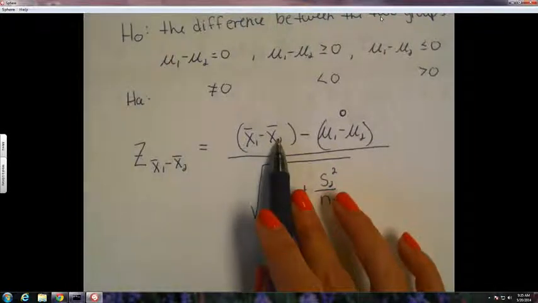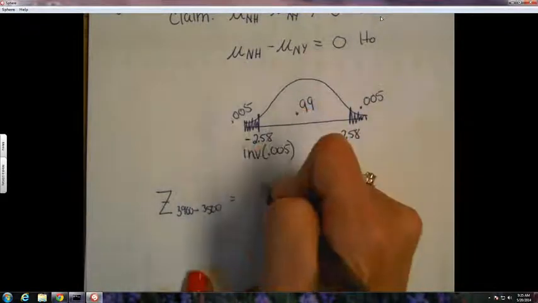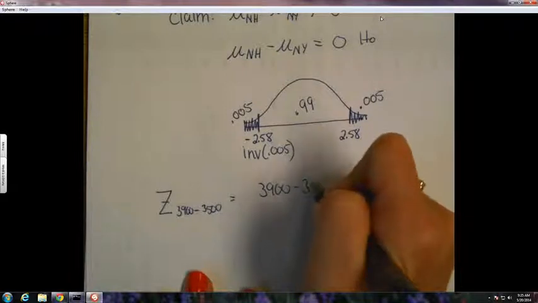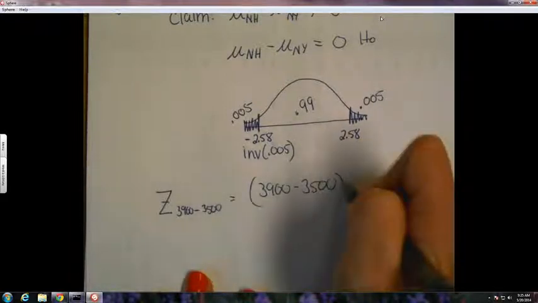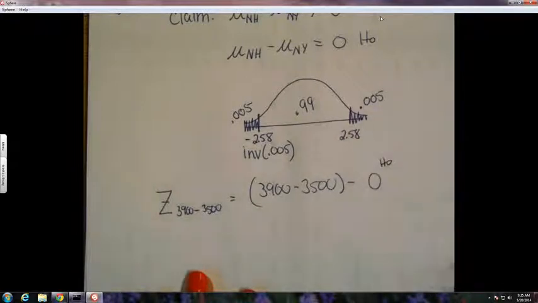Sample means minus the difference in the two population means from the whole. In this case, it's going to be 0. But 3,900, just so you know where everything came from. I would be fine with you putting 400 here. That's the number that's in your whole.